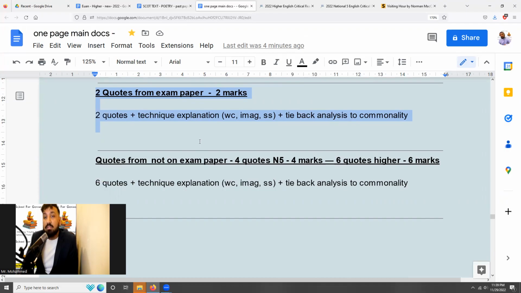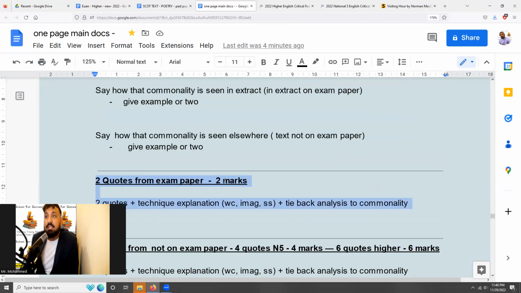This is 2 quotes, at both National 5 and Higher, it's the same at both levels. You're going to put 2 quotes, and these are going to be from the exam paper, so you don't need to memorize these. They'll already be there for you to look at. And then you're going to analyze them. And again, I would very much recommend you just analyze them via word choice.